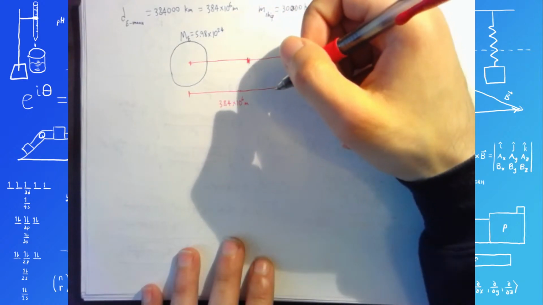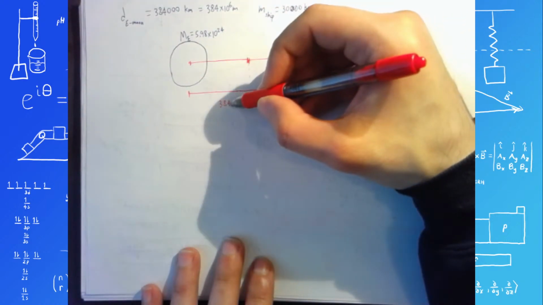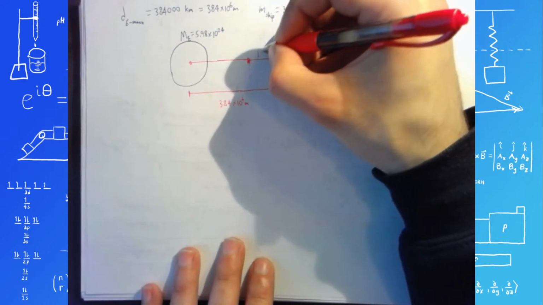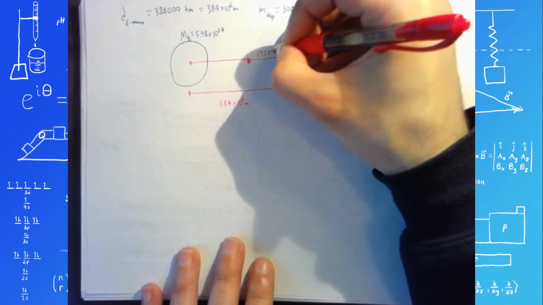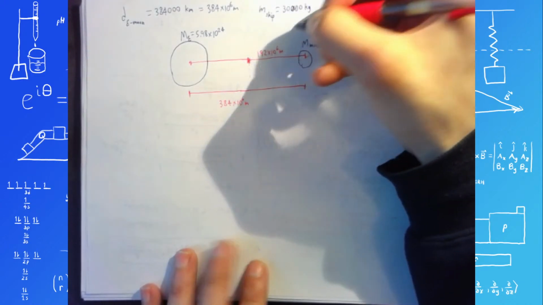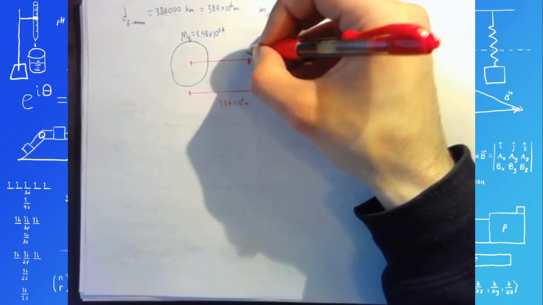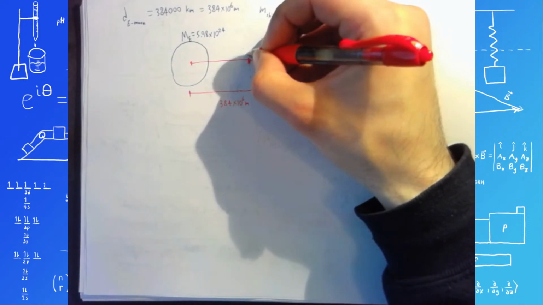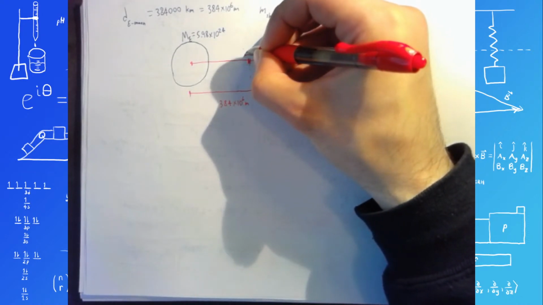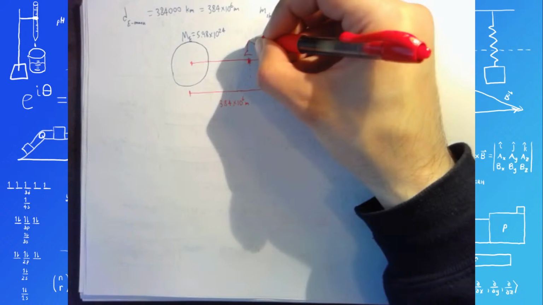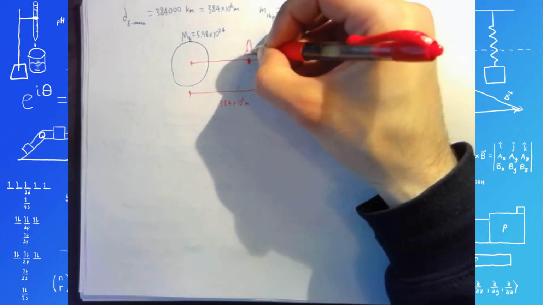So what's half of 384? Let's see. 192. 192 times 10 to the 6 meters from either side. And we have a spaceship over here. I guess I will draw it like that.